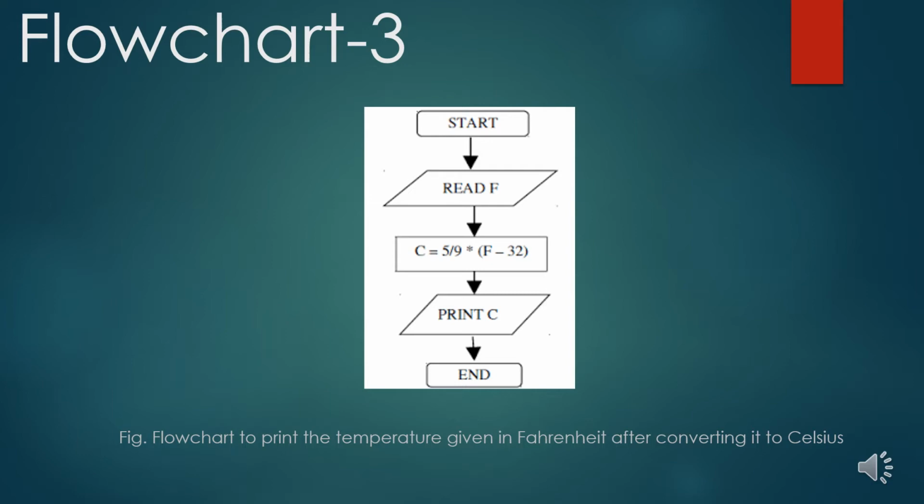Now this flowchart is about printing the temperature given in Fahrenheit after converting it to Celsius. The input is the temperature, which is given in Fahrenheit, then it is converted to Celsius using the given formula, and then the final temperature, which is converted to Celsius, is printed.